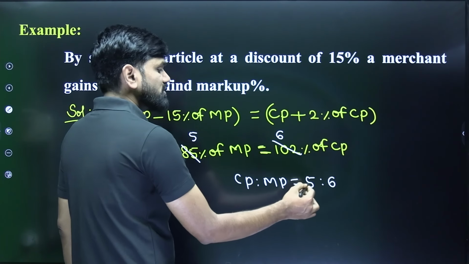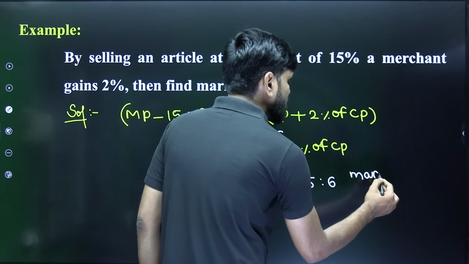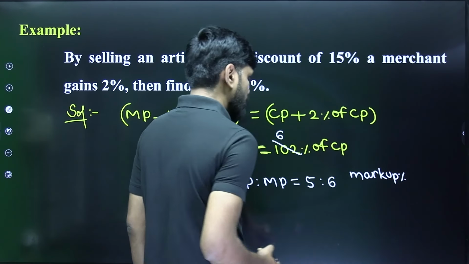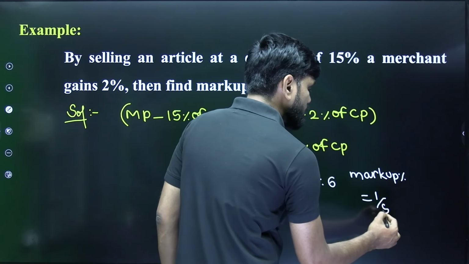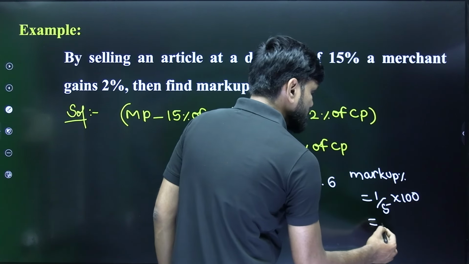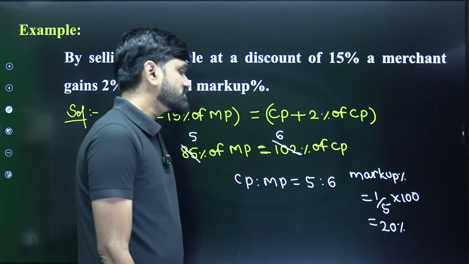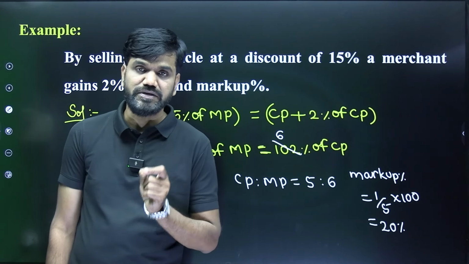So a 5 rupee article is marked at 6, which means there is a markup of 1. So markup percent is equal to, there is a markup of how much, dear? 1 for every 5. To convert that into percentage, multiply it with 100. That gives you how much percent? 20%. Hence I can say that in the transaction there is a markup of 20%.